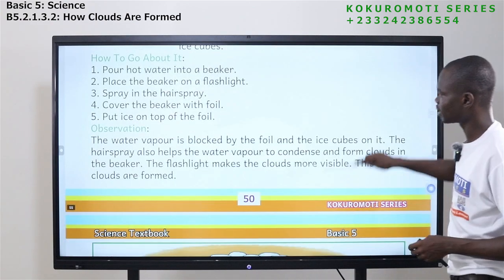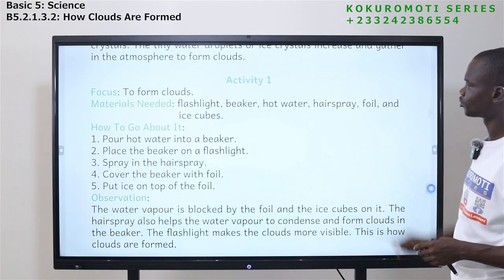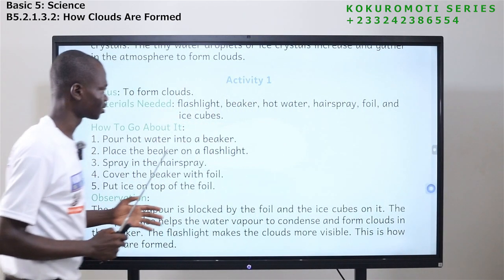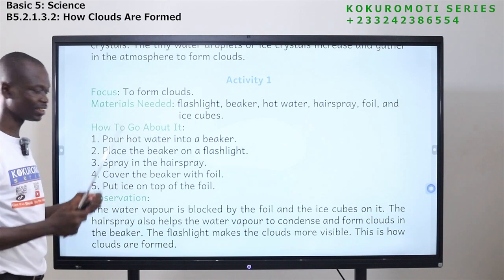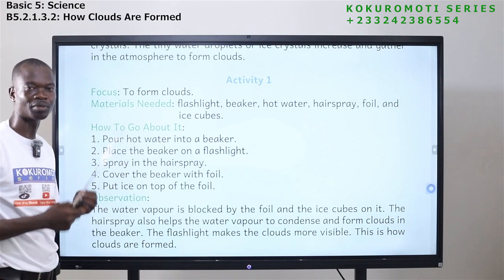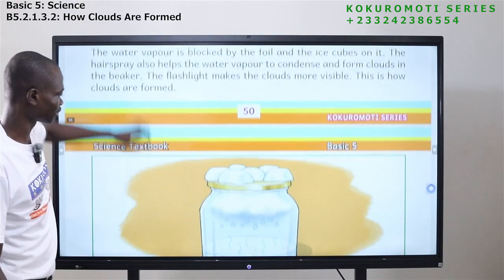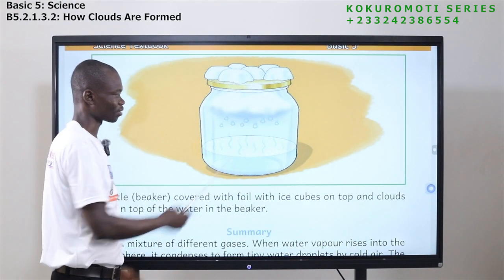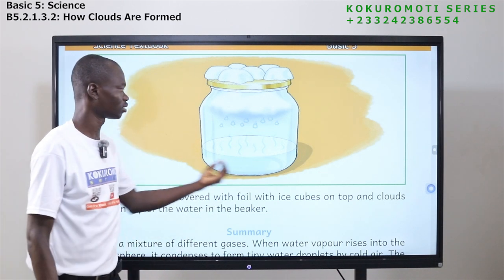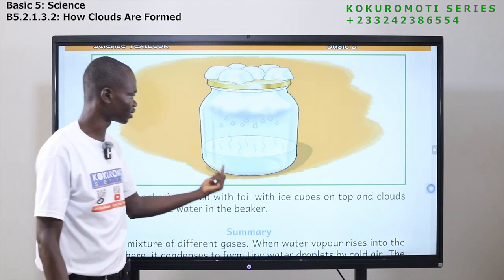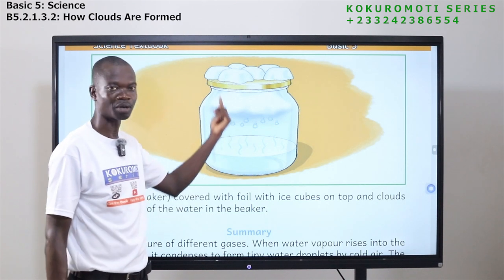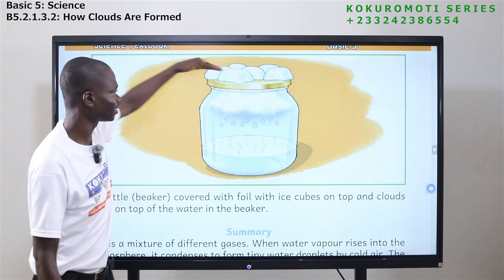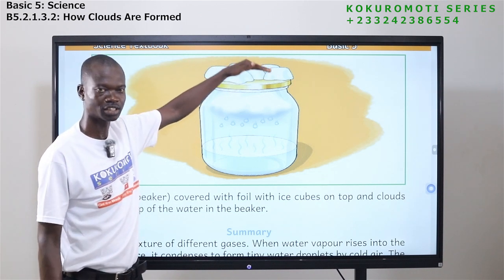So let's look at something here. This is an activity. The focus of this activity is to form clouds. I'll show you a video about how clouds are formed, but let's look at it from here. We have water here. This water is hot, so you can see water vapor going up. Now, the bottle is covered and we have ice cubes on it.